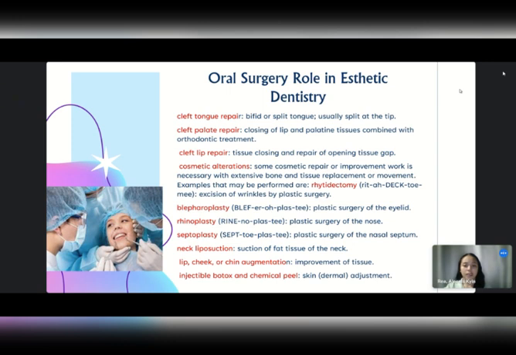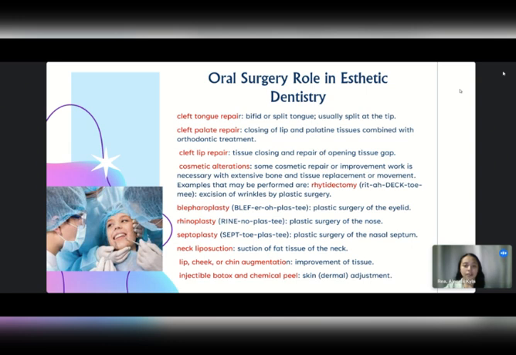Next is the deep cheek or chin augmentation, improvement of tissue. So these are cosmetic procedures designed to enhance the volume and shape of these facial features, creating a fuller and more defined appearance. These augmentations can be achieved through various methods including dermal fillers, fat grafting, and implants.